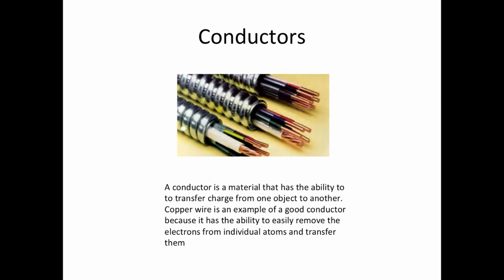And what is it flowing through? Well, it has to flow through a material called a conductor. Now, a conductor is a material that has the ability to transfer charge from one object to another. It does this because it has the ability to remove electrons from individual atoms and transfer them to the next. Copper wire is a great example of it.